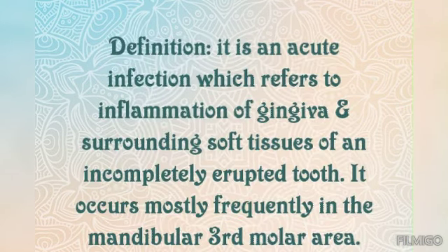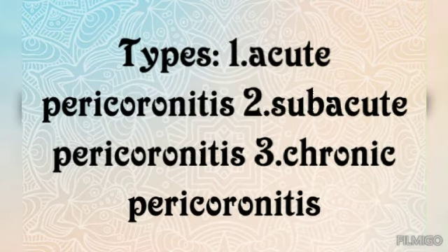So what is the definition for pericoronitis? It is an acute infection, and this is very important. It refers to inflammation of the gingiva and surrounding soft tissues of an incompletely erupted tooth. It occurs most frequently in the mandibular third molar area. So the key points are: it is an acute infection, an inflammation of the gingiva and surrounding soft tissue of an incompletely erupted tooth, and it is most frequently in the mandibular third molar area.